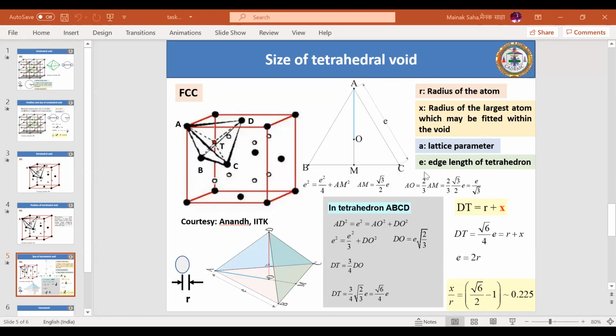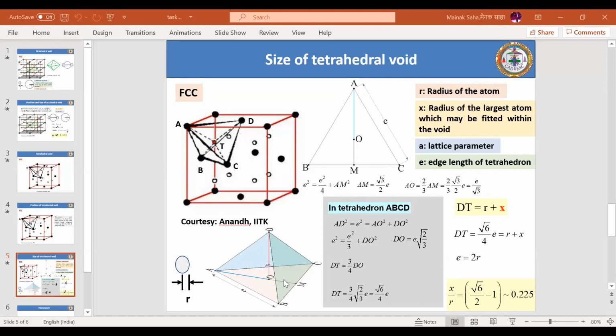Okay, so I will explain this part by part. So E by root 3. Till here it was done. I was explaining till this E by root 3. Now what is the case? Now we are not interested in only this thing, because we want to know the size of the atom which can be placed at T. The size of the largest atom, or rather the radius of the largest atom which can be placed at the position T. So what to do?